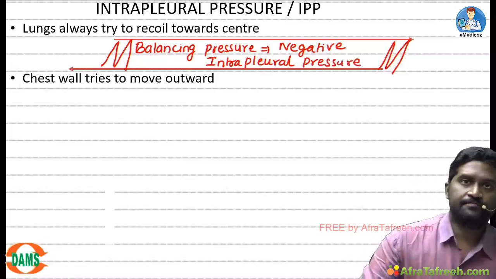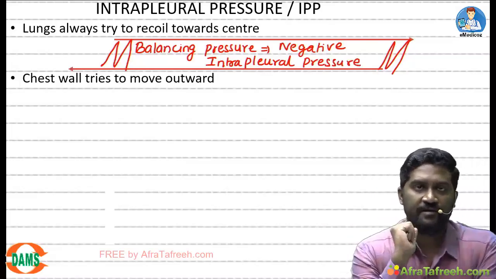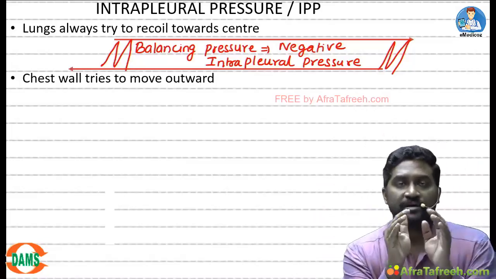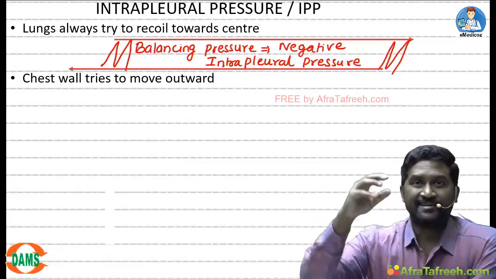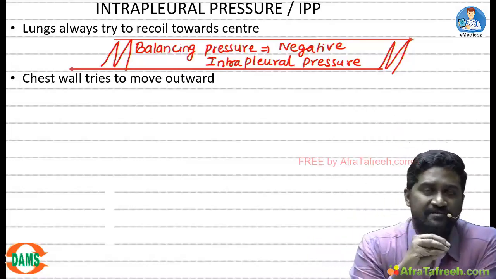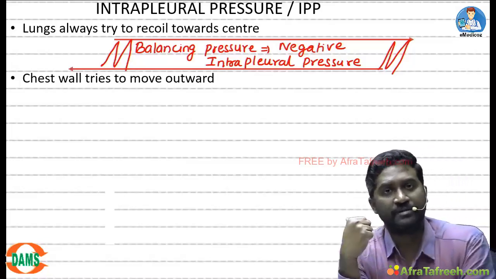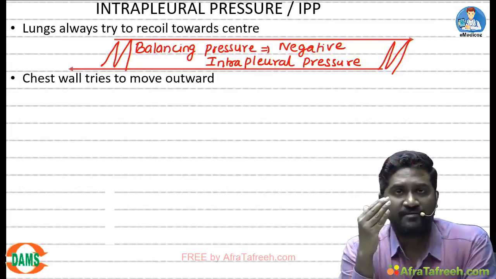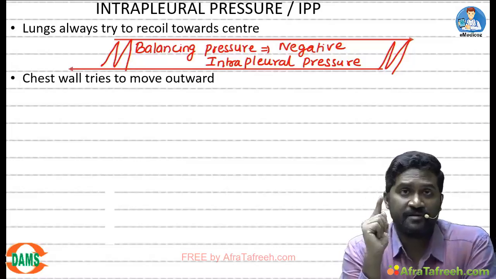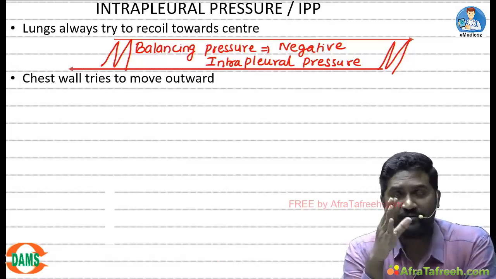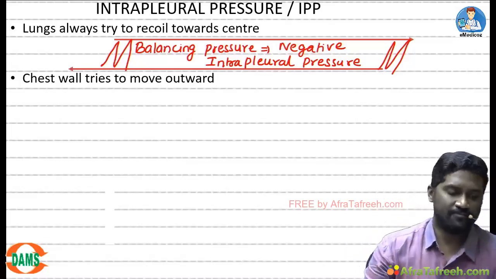Why the name negative? When they measured this pressure, they found it was slightly less than the atmospheric pressure. In respiratory physiology, we take the reference atmospheric pressure as 0. Anything less than 0 is negative, and anything more than 0 is positive. Actually, it is not a proper negative pressure. When they measured the pressure, it was less than atmospheric pressure. For calculation convenience in respiratory medicine, we take atmospheric pressure as 0. Because it is less than 0, it is considered negative intrapleural pressure.